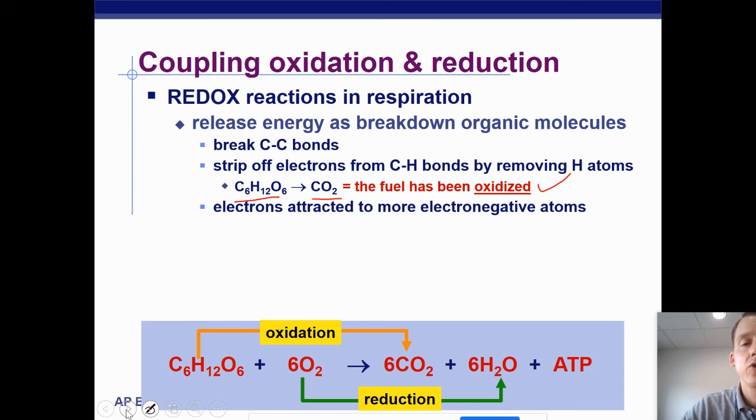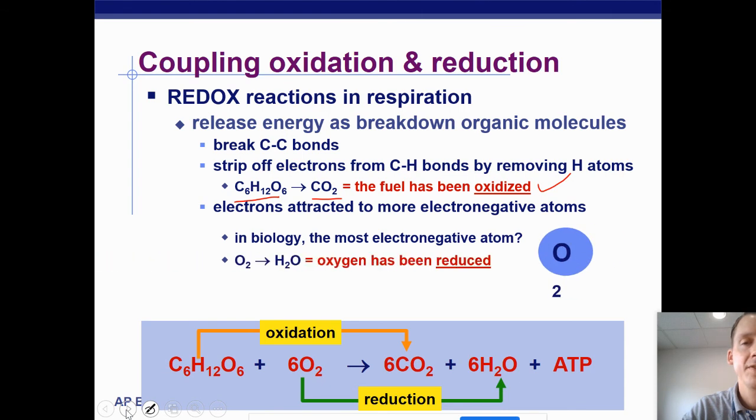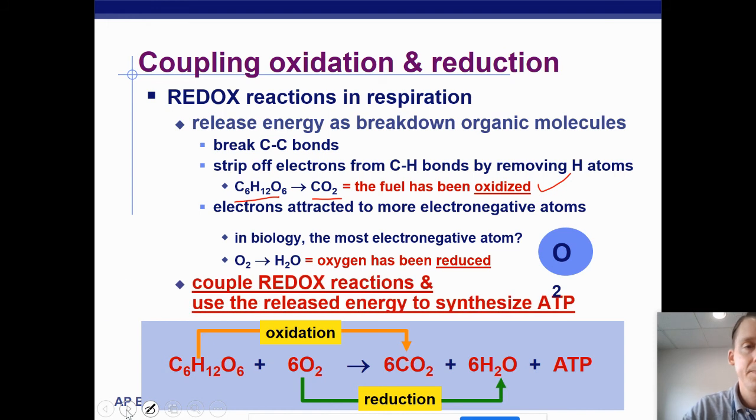The electrons are attracted to the more electronegative atoms, which in biology is going to be oxygen. I gave that away. Yep, oxygen is the most electronegative, which is why oxygen gets the hydrogen, because oxygen is more electronegative than anything else in this equation. So the hydrogens carrying those electrons go to the O2. All right, so we couple these redox reactions and we use the energy that gets released to make ATP.